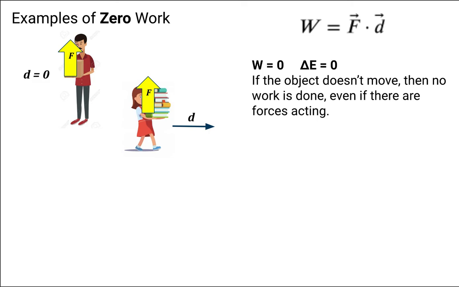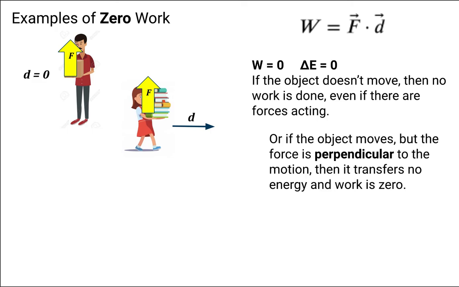So this girl is holding a pile of books. She exerts an upward force to support those books, but her motion is to the right. If her motion is perpendicular to the force, then her force doesn't transfer any energy, and the work done by it is zero.